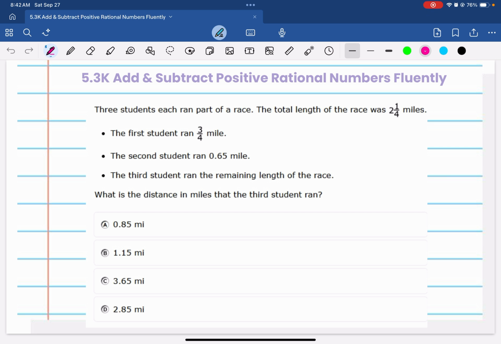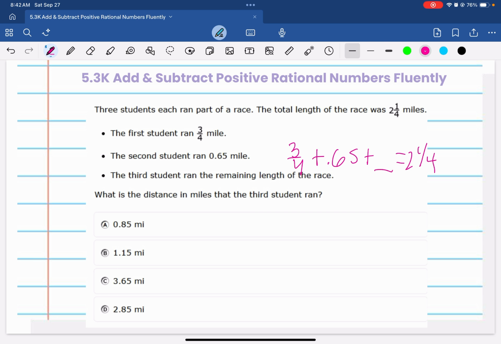All right, so let's read a couple of problems from an old STAR test. It said 3 students each ran a part of the race. Okay, so we know we have 3 kids, 1, 2, and 3, and their total equaled 2 1/4. The first one ran 3/4 mile. The second one ran 65 hundredths, or 0.65, but we say 65 hundredths. And then the third one, we don't know, so I'll just use X as my variable that I don't know. You can leave it blank. X just means unknown. Maybe it'd be better if I just put a blank.